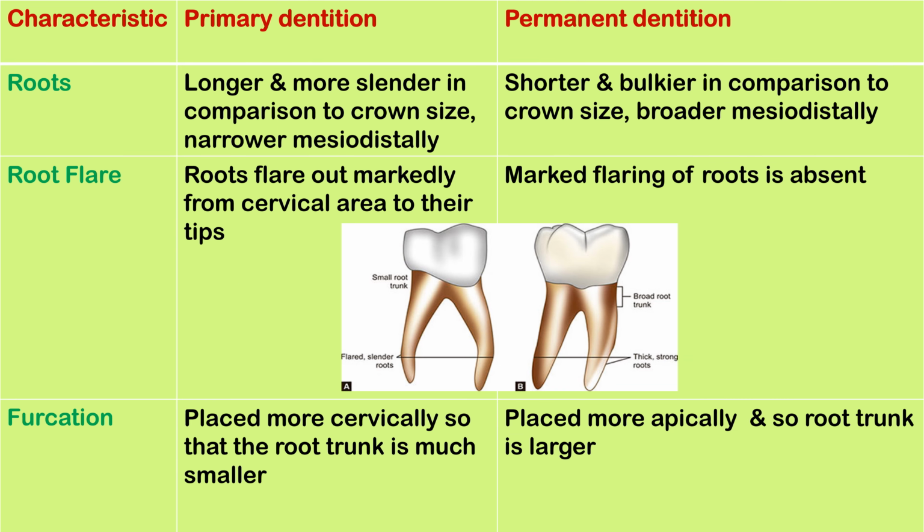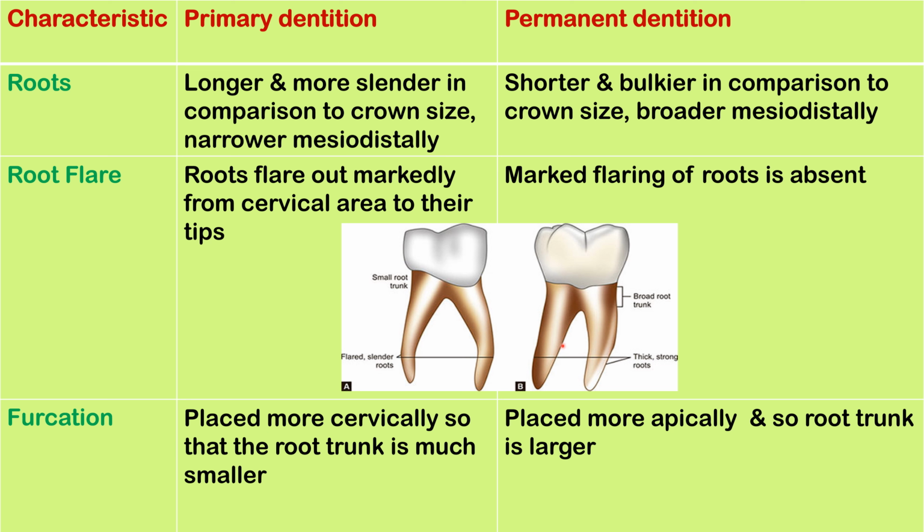Now talking about the roots, primary dentition have longer and more slender roots compared to the crown size and are narrower mesiodistally, whereas the permanent dentition presents with bulkier and shorter roots in comparison to the crown size, and the roots are broader mesiodistally.